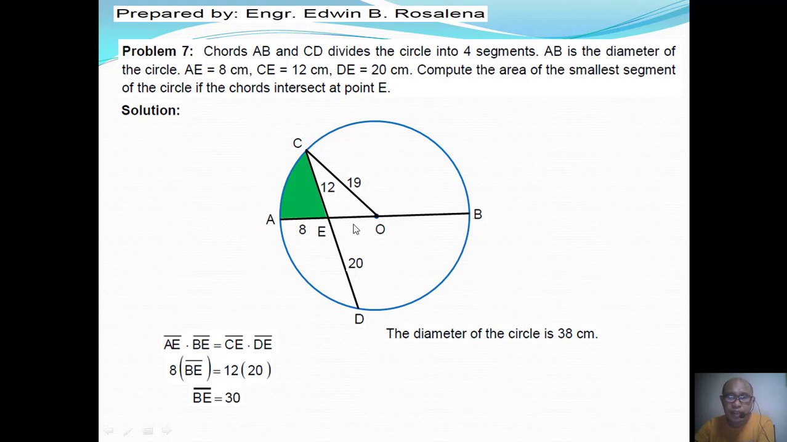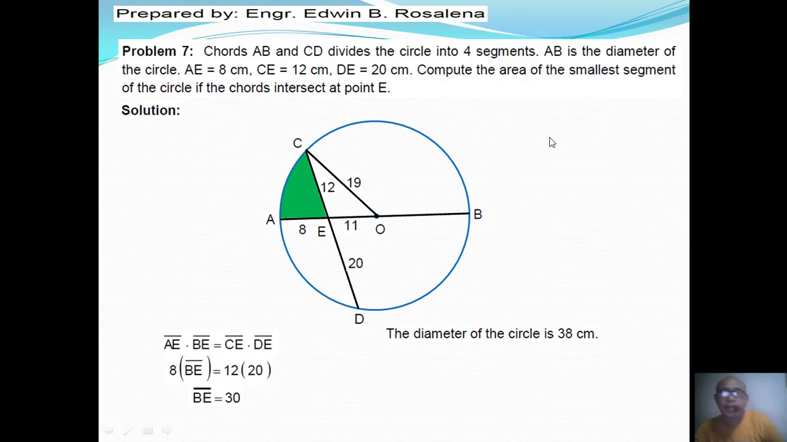OE is 11, because this is 19 radius. Then we have here 8. So 11. Okay. So, kita nyo, how will we solve for the area of the smallest segment? As what we have seen here, the area of the smallest segment is simply the area of the sector COA minus the area of the triangle COE. Sector COA minus triangle area COE.